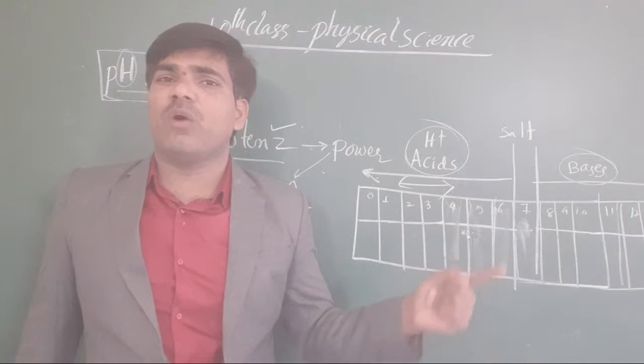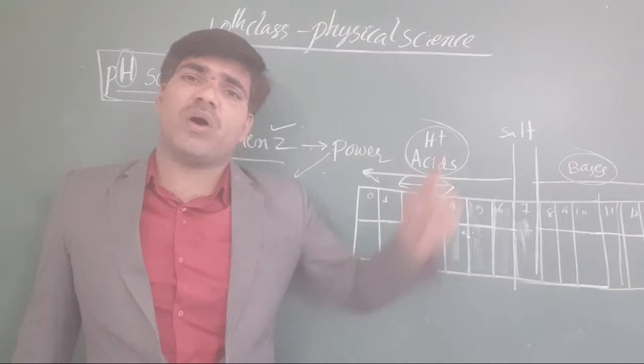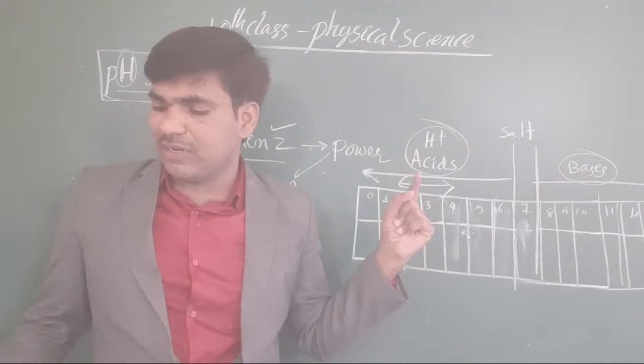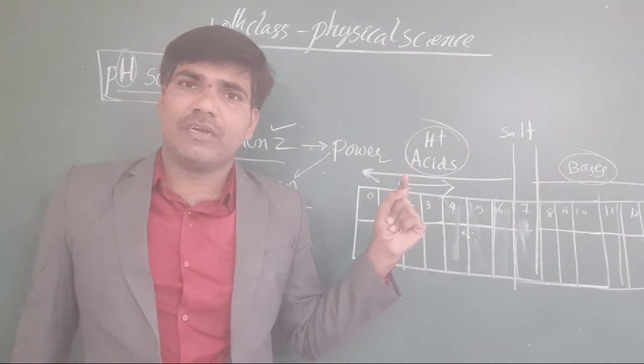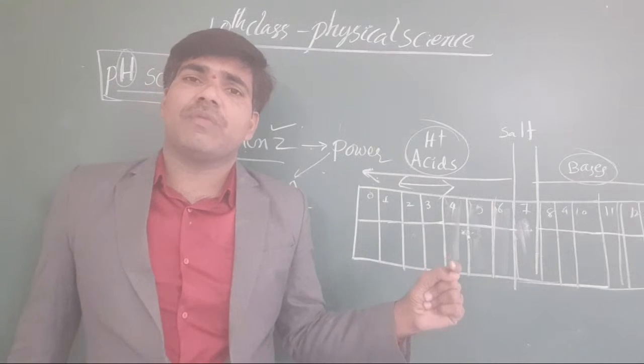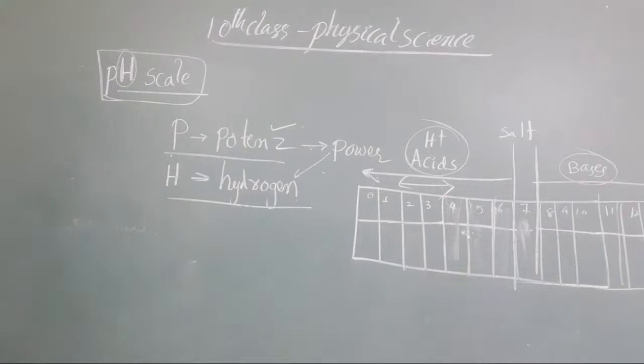When the pH value goes from 14 to 7, what does it indicate? It indicates basic nature. Basic nature. Clear or not, all the students? Yes, that is all about the strength of acids as well as bases.